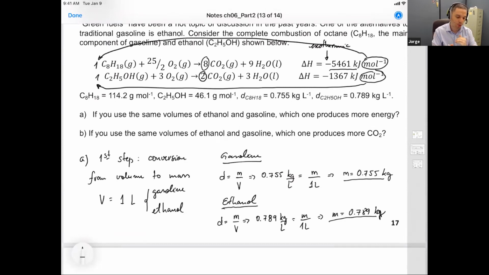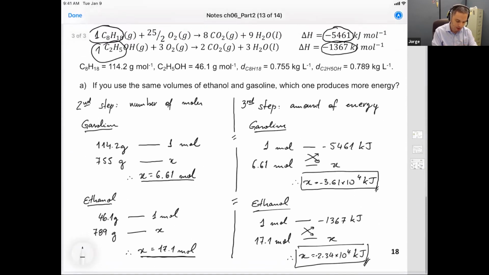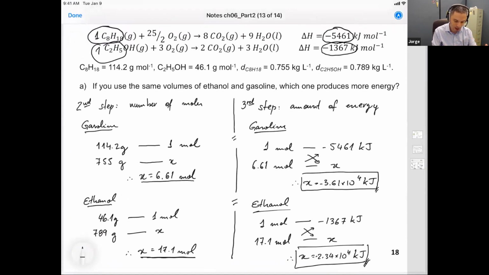So what do you want to prioritize? The efficiency or the green aspect of the fuel? And that's what people should look into when they talk about fuels and which fuel is the best. So we have a lot of things to look into a fuel before making a decision.